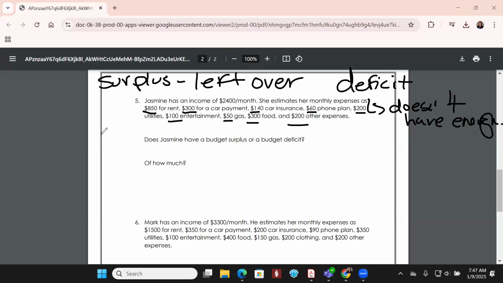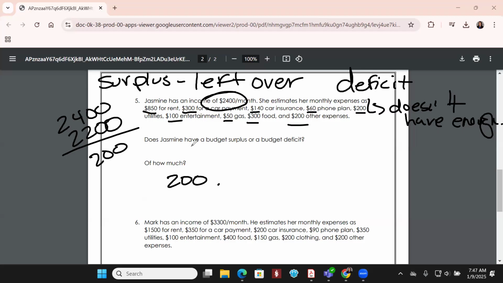Okay, so how much was it total? 2,200, right? Okay, she has 2,400 to spend. So 2,400 minus 2,200, there's 200 left over, right? So there's 200 left over, and we're in a surplus because she still has more money left over. If she was in the negatives, she would be in a deficit. Does that make sense? Hardest part of this question is if you add wrong.